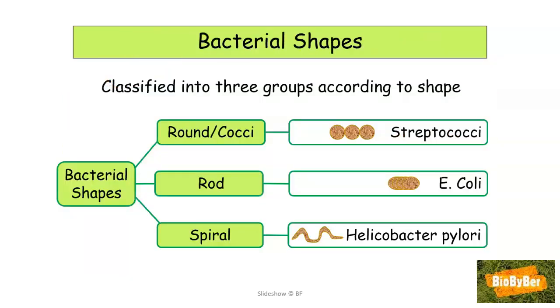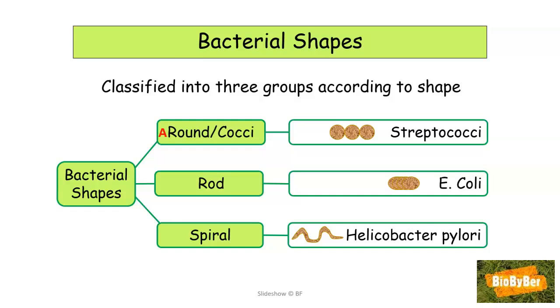Lastly, bacteria are classified into three different groups according to their shape. The first group are round bacteria or cocci bacteria. These bacteria can exist as single cells, or they can exist in the form of a chain. As a matter of interest, streptococci are the bacteria that cause sore throats, hence strep throat.